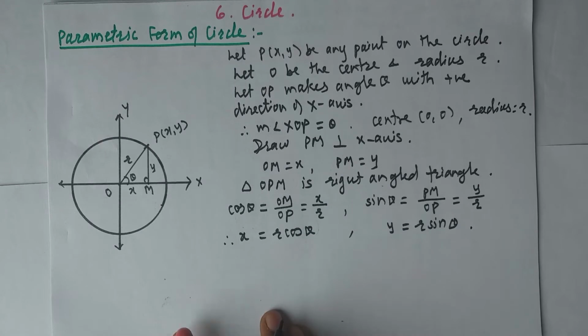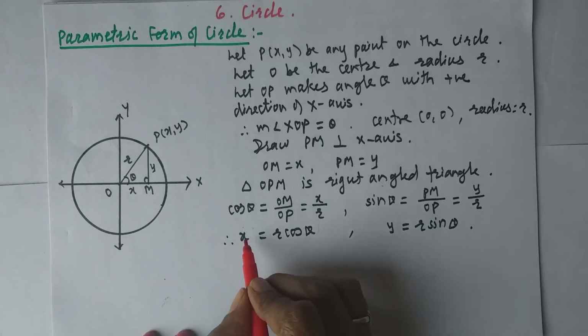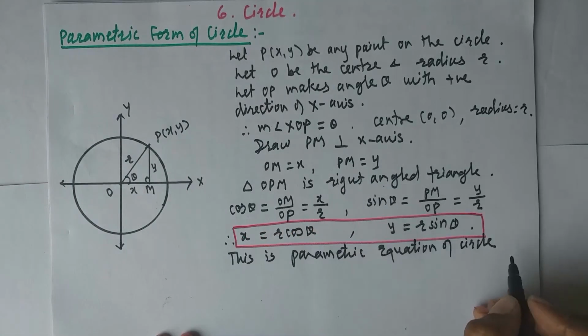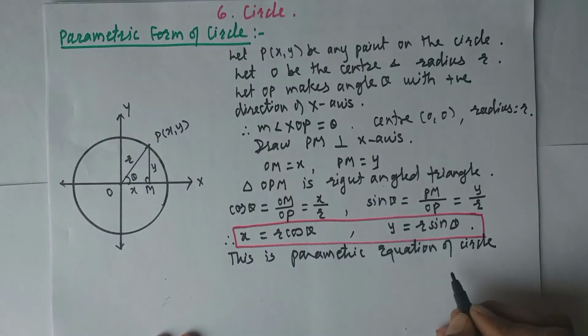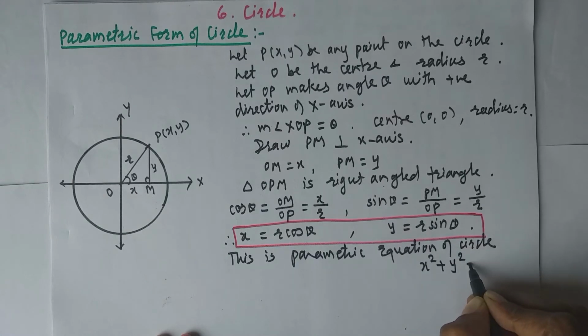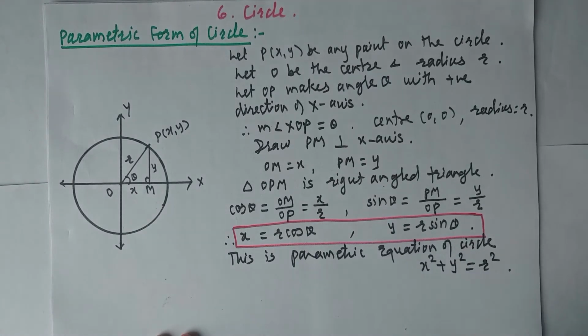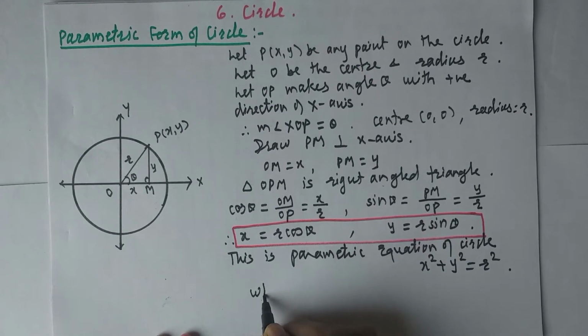Now in this way we have got value of x as r cos theta and value of y as r sin theta. This is nothing but parametric equation of circle. Which circle is this? This is the standard circle. Therefore, this is parametric equation of circle x square plus y square is equal to r square, where theta is called parameter.